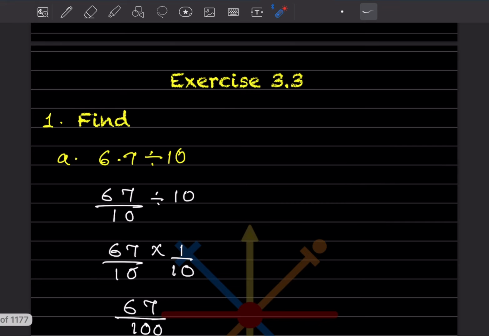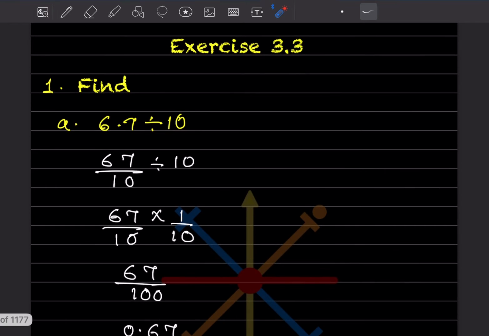So here they have said to find 6.7 divided by 10. If you are doing this with the help of a calculator, you can just get the direct answer. But if you're not using the calculator, these are the steps. Of course these steps will be more, but there will be fewer errors. So if you're confident, you can minimize the steps or follow the steps. It's up to you, because we have many methods to do such types of problems.